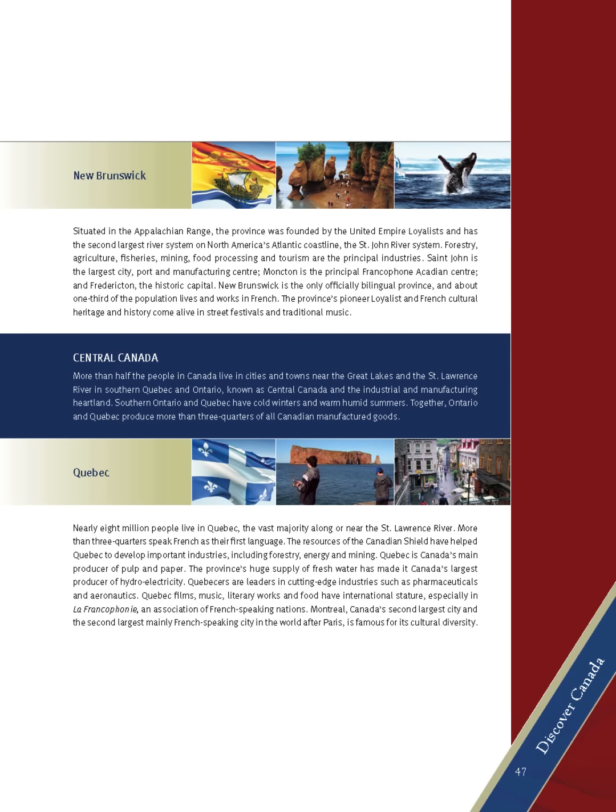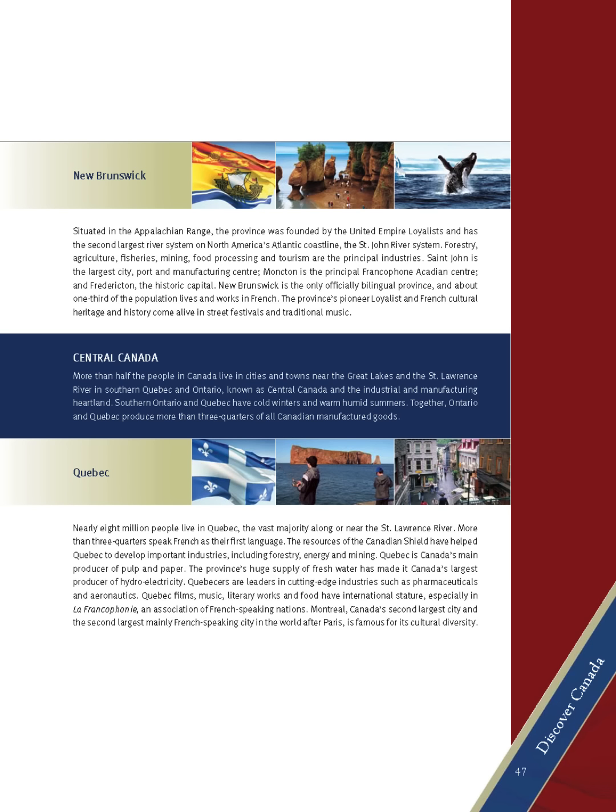New Brunswick. Situated in the Appalachian Range, the province was founded by the United Empire Loyalists and has the second largest river system on North America's Atlantic coastline, the St. John River System.